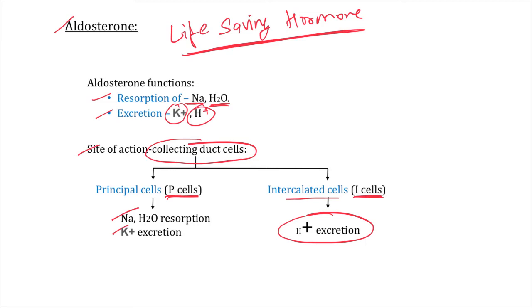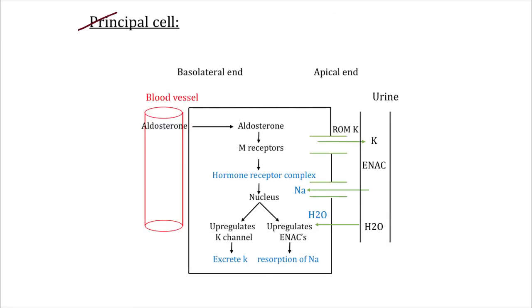Now sir, very important, see here, this is one typical principal cell. We know the basolateral end and the apical end. Here is our aldosterone. Now, very important, this aldosterone will enter inside the principal cell, right? So we know that aldosterone is one steroid hormone. So steroid hormones can easily enter inside the cell. Now, inside the principal cell, where will this aldosterone go first?